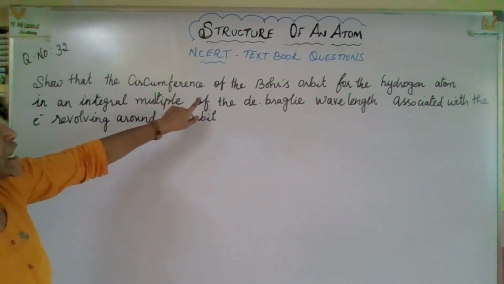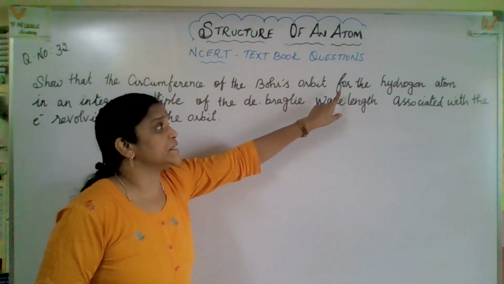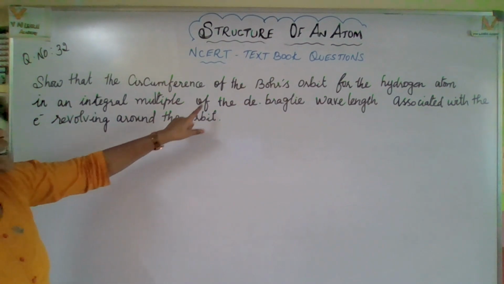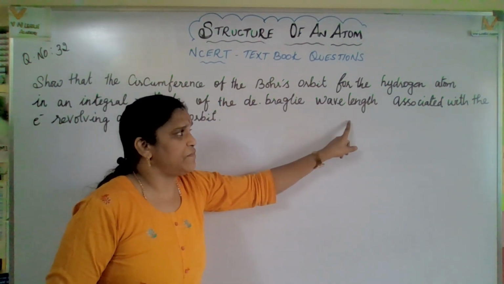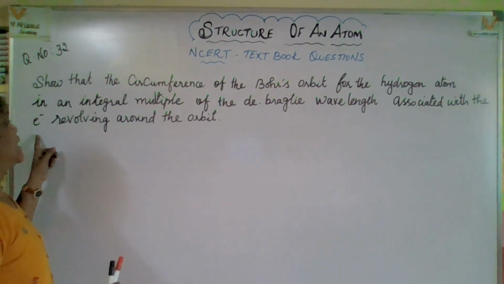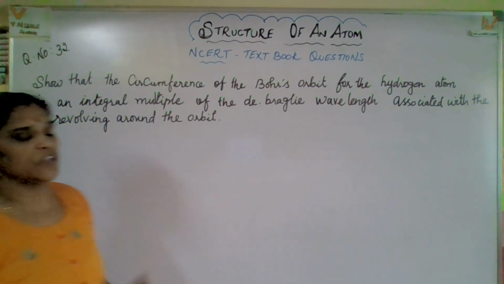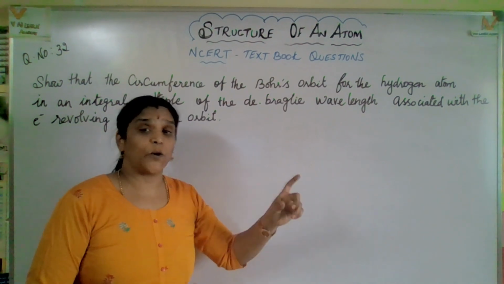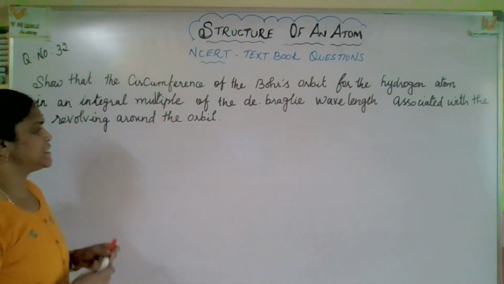Show that the circumference of the Bohr's orbit for the hydrogen atom is an integral multiple of the de Broglie's wavelength associated with the electron revolving around the orbit. Yes, actually the statement says to prove. Yes, let us prove this one.